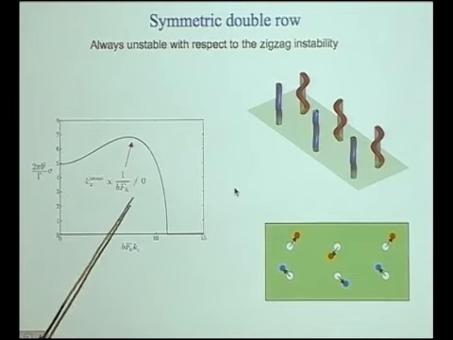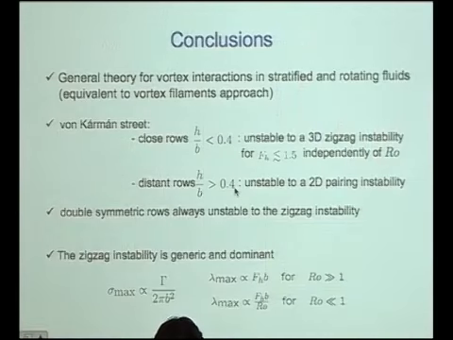We have also looked at the stability of the symmetric double row. In this case, the most unstable instability is always three-dimensional. It is always the zigzag instability.